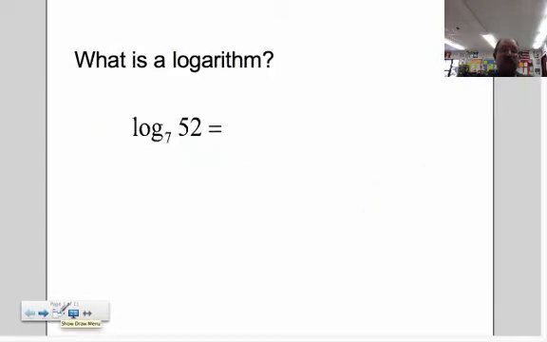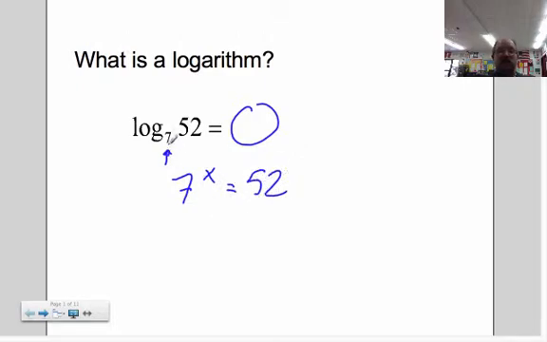So what's a logarithm? That's a question that we might ask ourselves. What is a logarithm? Remember, a logarithm is this number right here, the 7. See it? Raised to this power is equal to that number. So 7 raised to the x power equals 52. That's what we're trying to figure out.